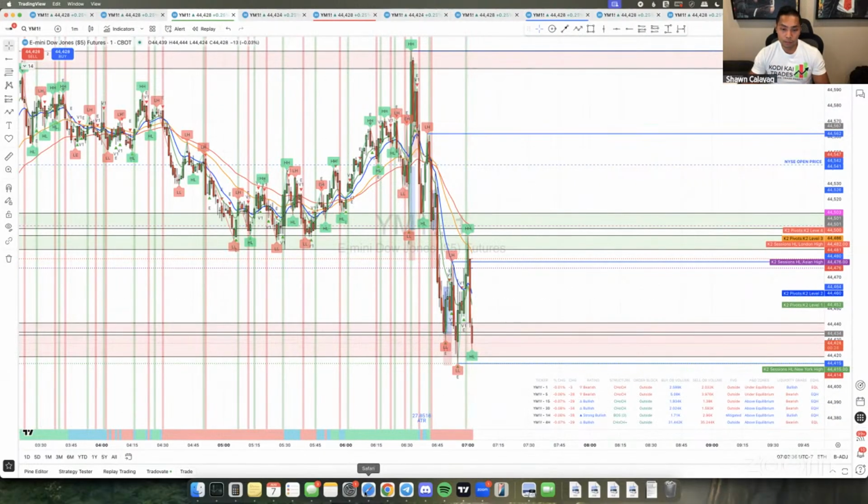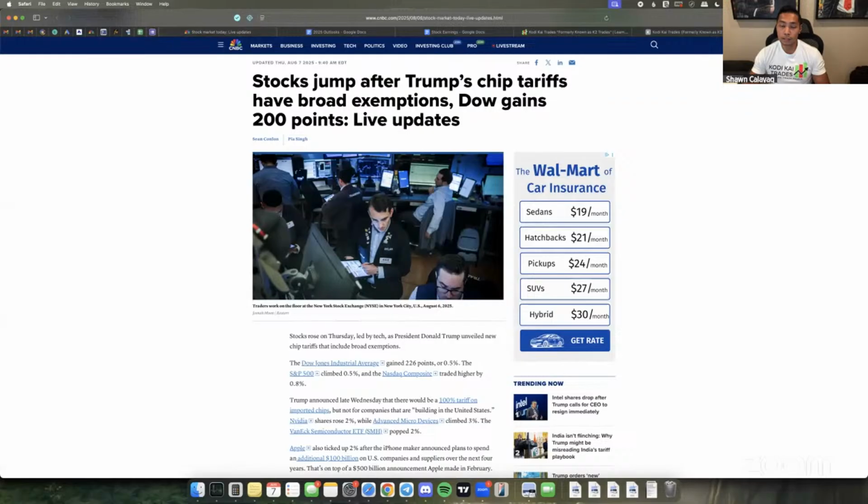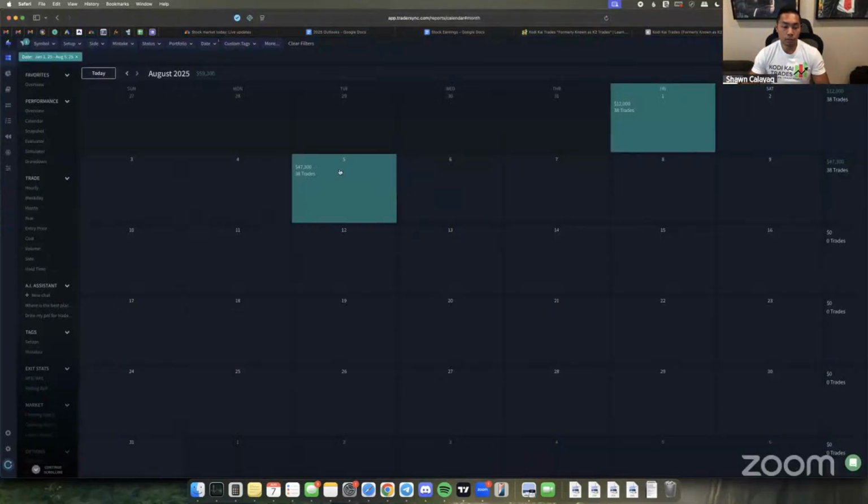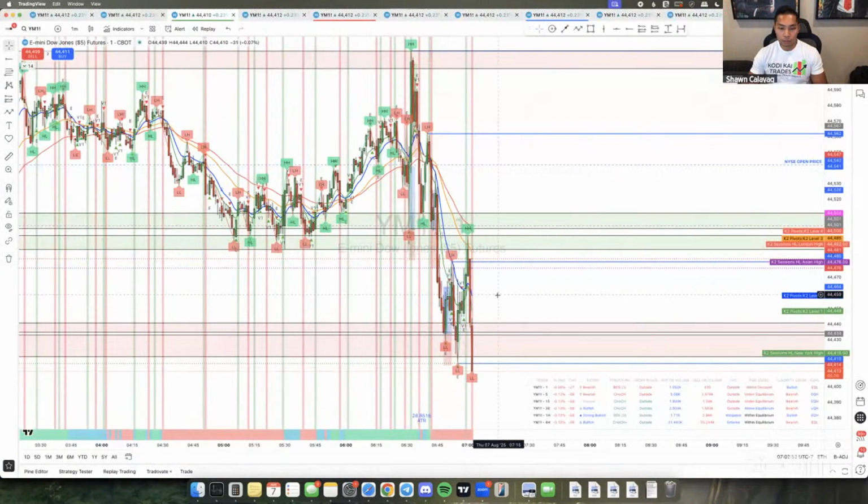So again, if you guys are just joining us for this week, here are my stats for the week. I only took one trade this week so far. I took one trade on Tuesday. It was the ORB entry right here, hit my full TP, so I'm up 47,300 for the week. So I'm not really looking to force anything here unless something looks really good.